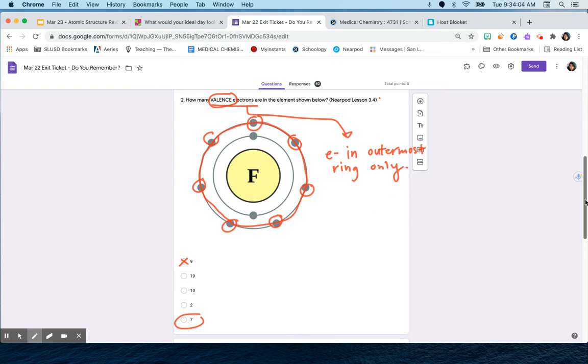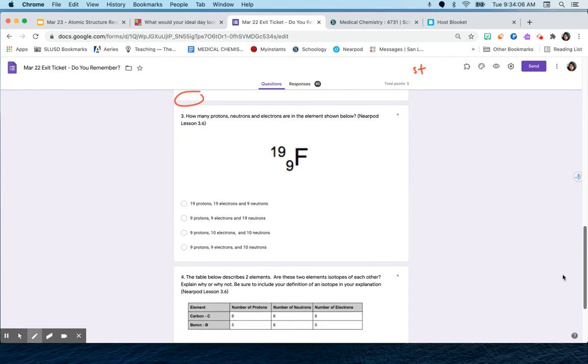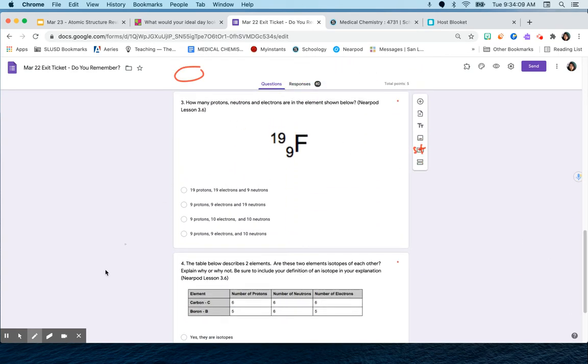Question number 3 was another common error question, mainly the part where it's asking about how many neutrons. Most people were able to identify that this element has 9 protons, and you were also able to identify that this element has 9 electrons. For neutrons, a lot of people selected 19.